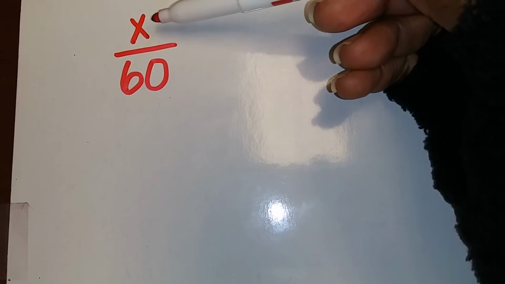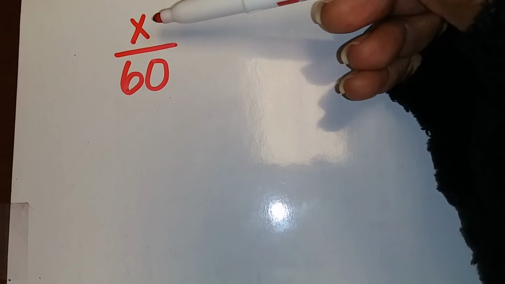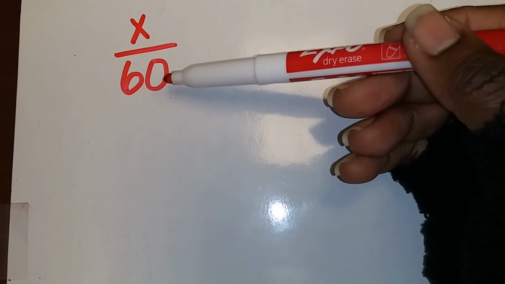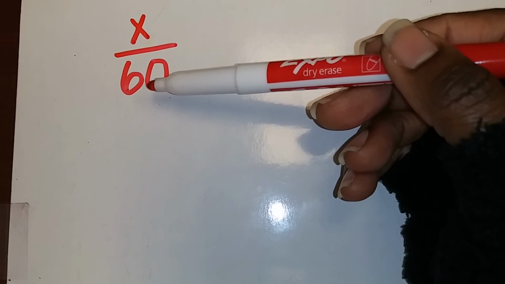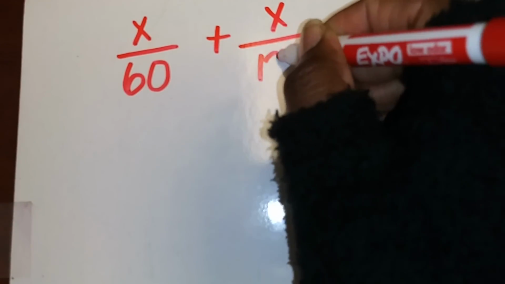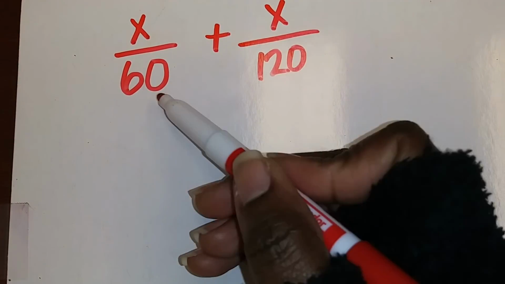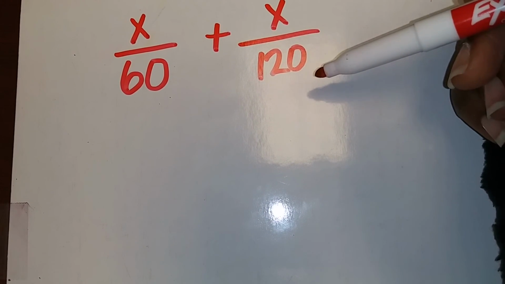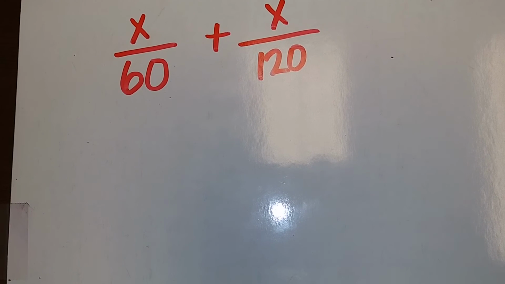I'm going to say x over 60. x represents the time together, and 60 represents the time apart. So x over 60 represents the teacher, plus x over 120, where the 120 represents the aide and the 60 represents the teacher. But the x in this case represents how long it would take them to do it together. So x represents the unknown of how long it'll take them to do it together.